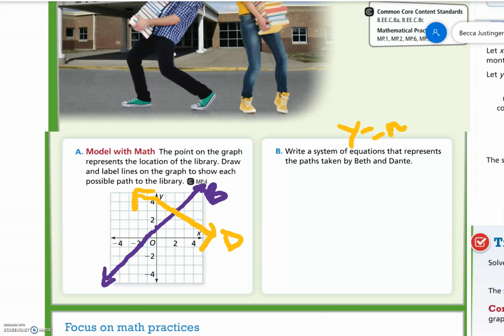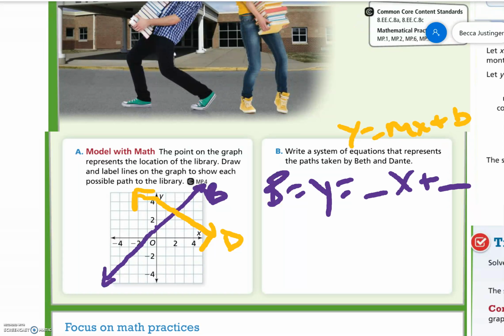So they just want an equation in the form y equals mx plus b for both people. So let's start with Beth. Remember, we want y equals, we don't know the slope, and we don't know the y-intercept. The easiest one to find is the y-intercept. That's where it crosses the y-axis. So that's at 1. And the slope is rise over run. So for each point, she rises 1 and runs 1. So her slope is 1 over 1, or just 1.